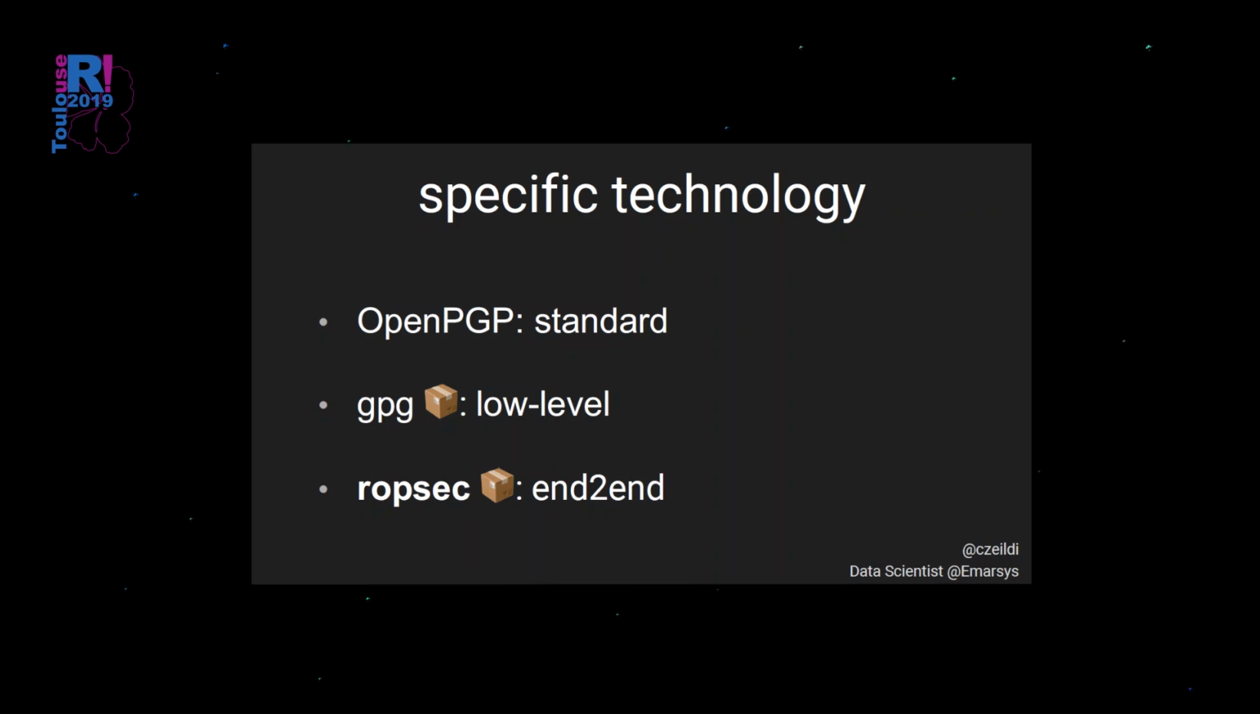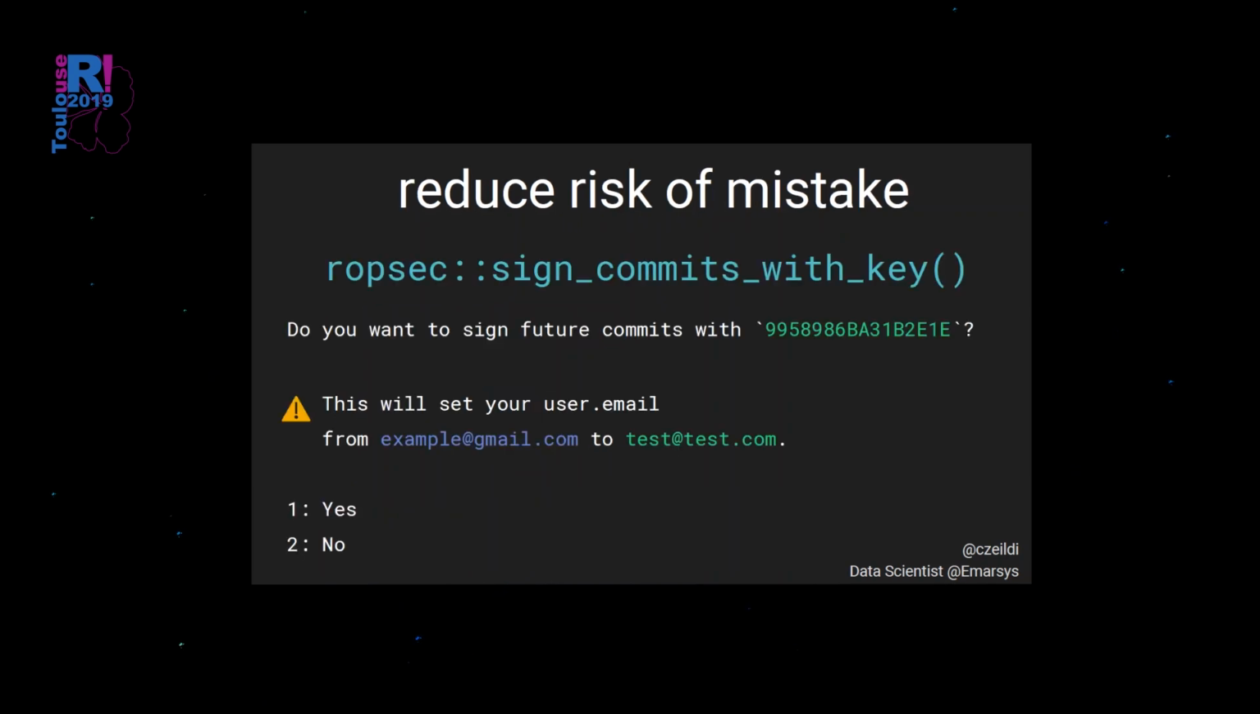So what is the specific technology for this general concept? OpenPGP is a worldwide standard, and GPG implements low-level functions for it, and the rapsec package adds functions for end-to-end use cases. One added value of the rapsec package is reducing the risk of user mistakes, and it is achieved by asking for user confirmation before critical steps, like overwriting your Git email configuration.